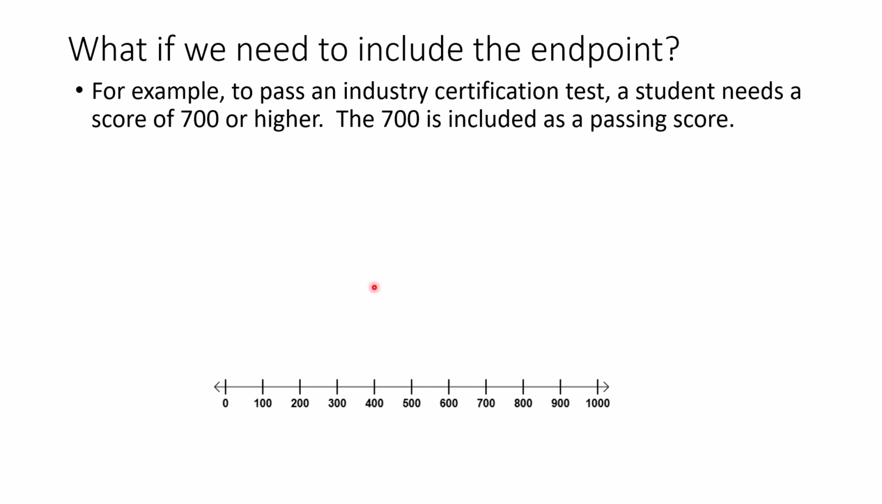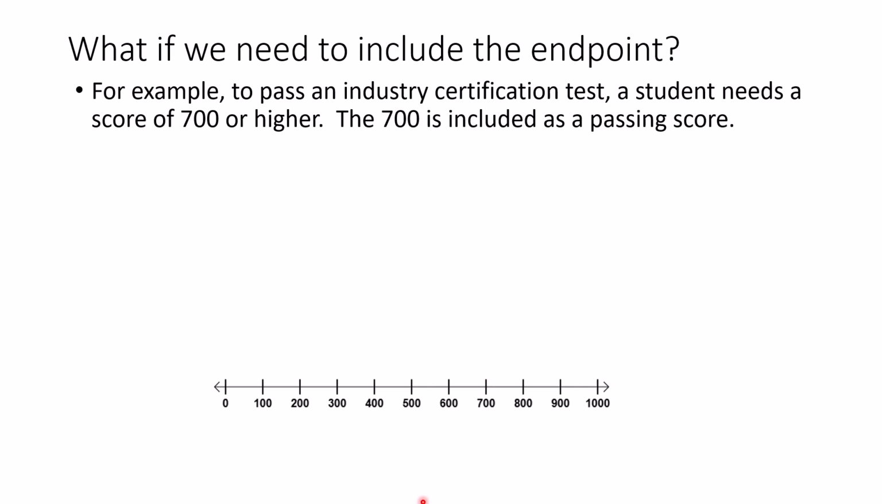I decided to do this with an example. I teach some classes that have these special tests that we take, industry certification tests, and a student needs a score of 700 or higher. I've only seen scores go down into the 300s, but presumably they go lower than that. But a 700 is included as a passing score, and I have had students pass on a 700. The first one I took, I passed on a 700. Anything below a 700, you have a 699, you're not passing.